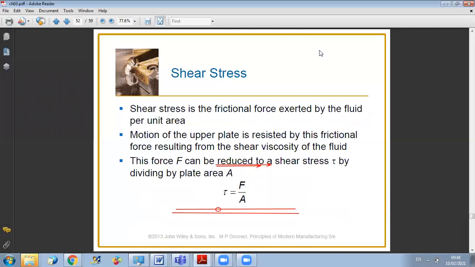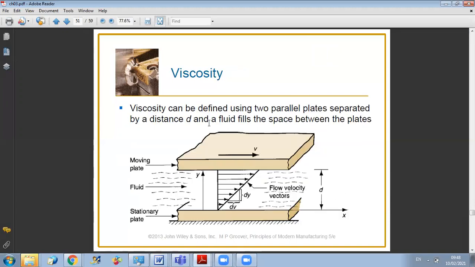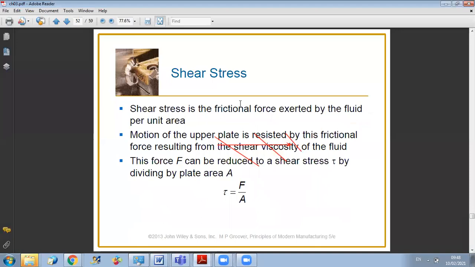So first, we will define the shear stress. The shear stress is the frictional force exerted by the fluid per unit area. Whenever you want to impose a certain velocity, you apply a certain force. By applying a force on the plate and dividing by the corresponding area, you get the value of the shear stress applied on the fluid, because at the end, this force is transmitted to the fluid at the contact between the plate and the fluid. So the shear stress is defined as the ratio of the applied force on the fluid over its area.